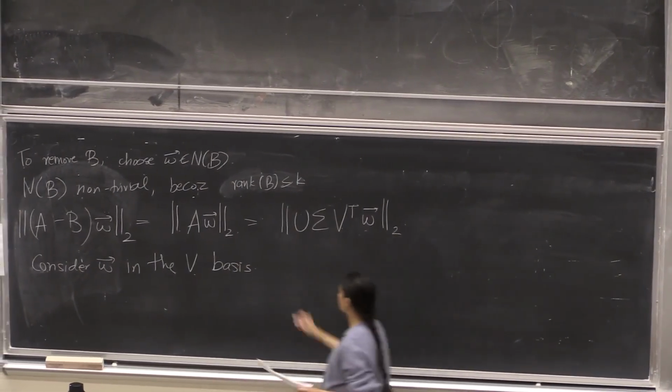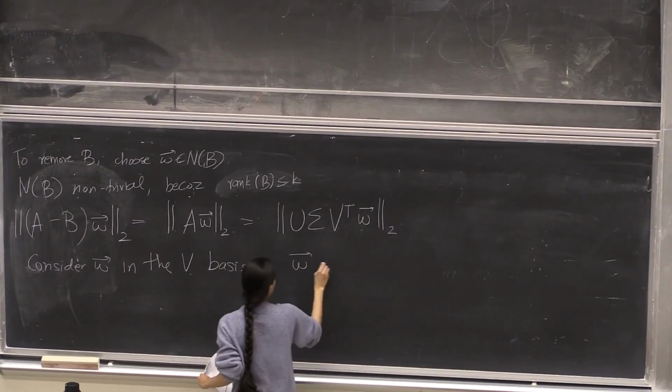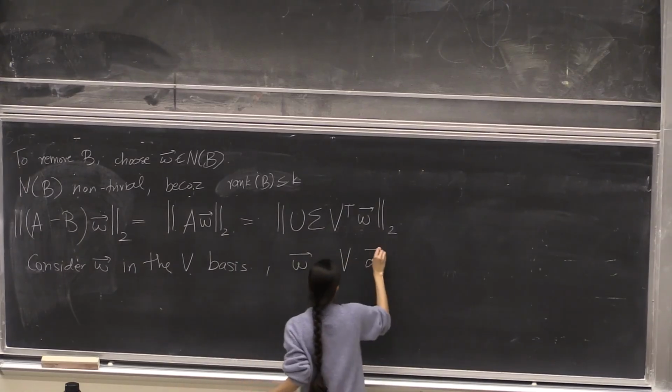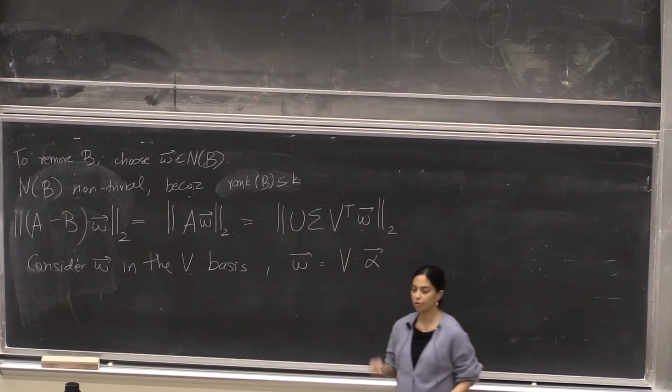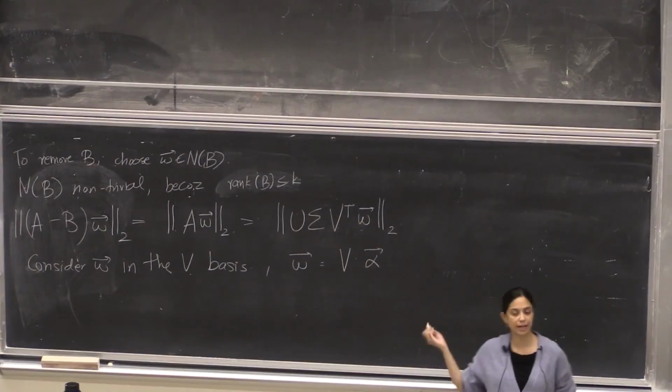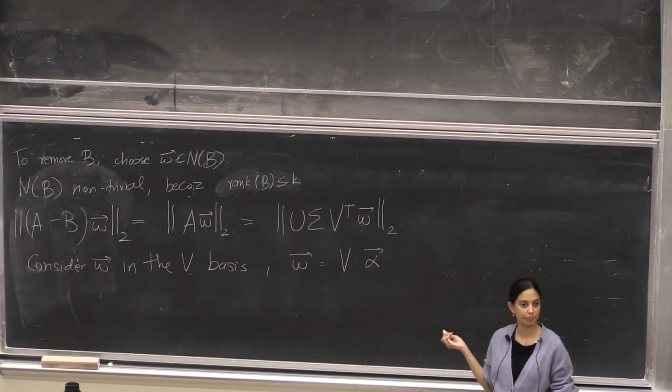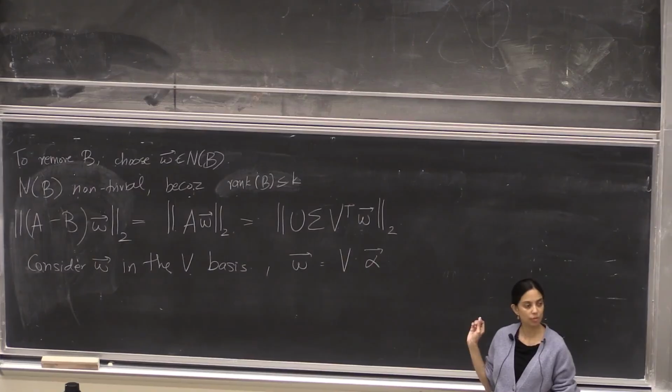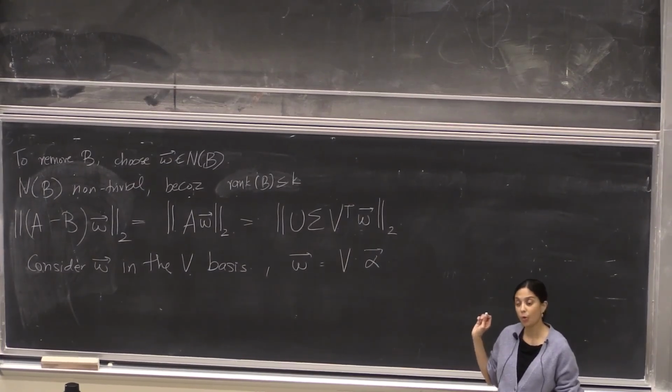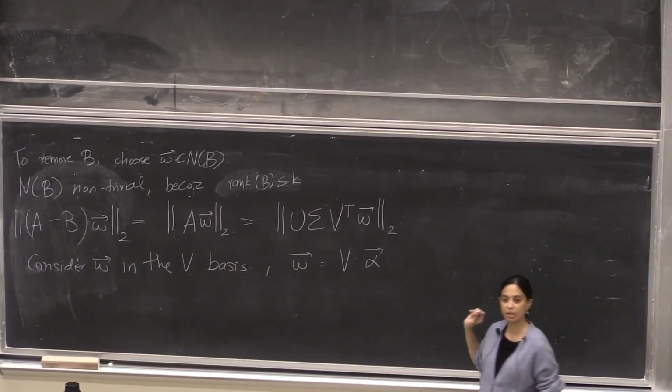In particular, maybe I can think about W is equal to V times alpha. V is a full rank matrix. It's invertible. I can always write W in this way. Nothing prevents me from writing this W in this way. What I want to do is I want to be able to pull out sigma K plus 1.